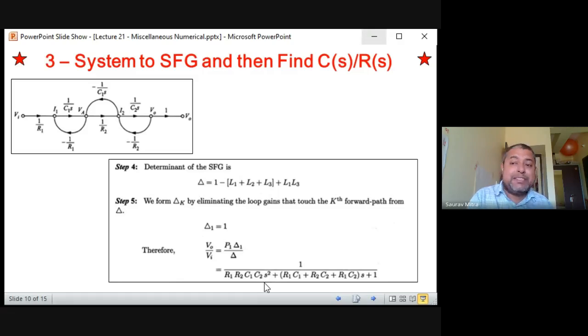That means the maximum power of the denominator equation. The denominator is called the characteristic equation. So this all into s square plus this all into s plus 1 is equal to 0. Okay, it is the characteristic equation, and you will find there are two poles in this case, because this is a second order system.